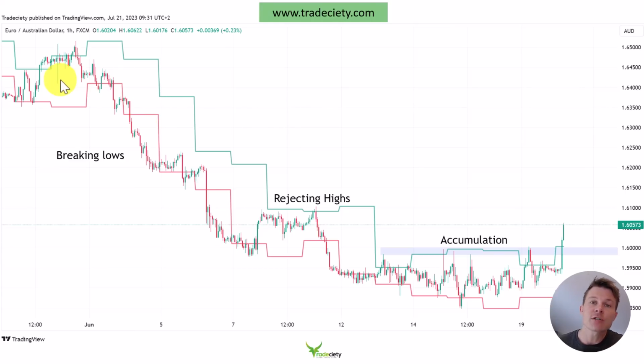In TradingView, when you search for daily high-low, this is what you get. You get the channel here, and this is the daily high-low indicator. It's completely available for free on TradingView. The green channel is showing the daily high on your chart, and the red channel is showing you the daily low.